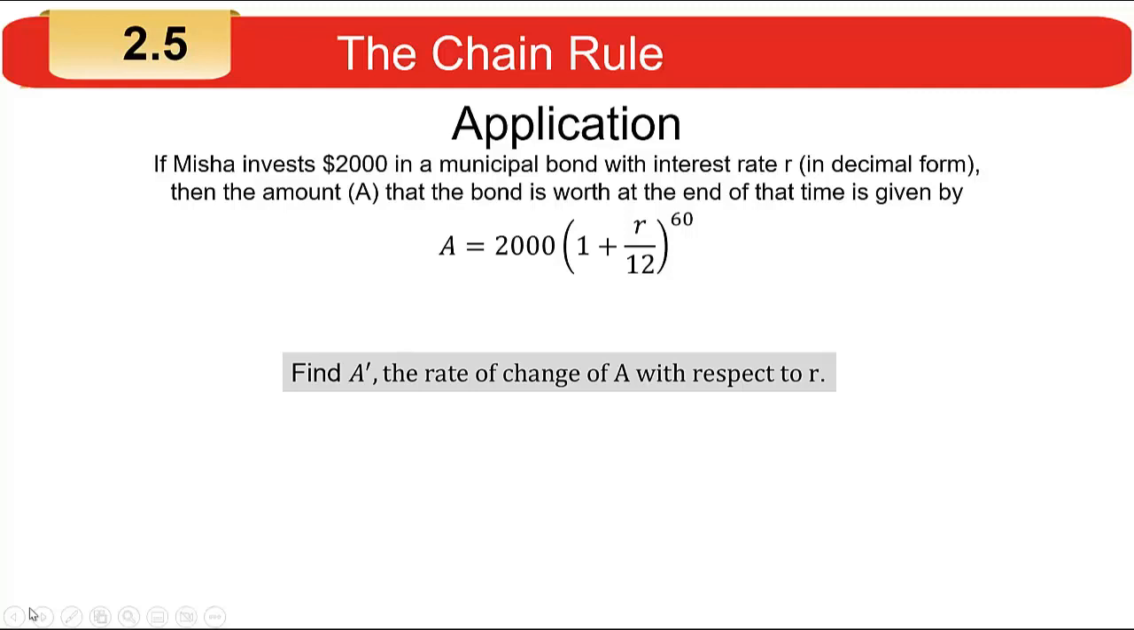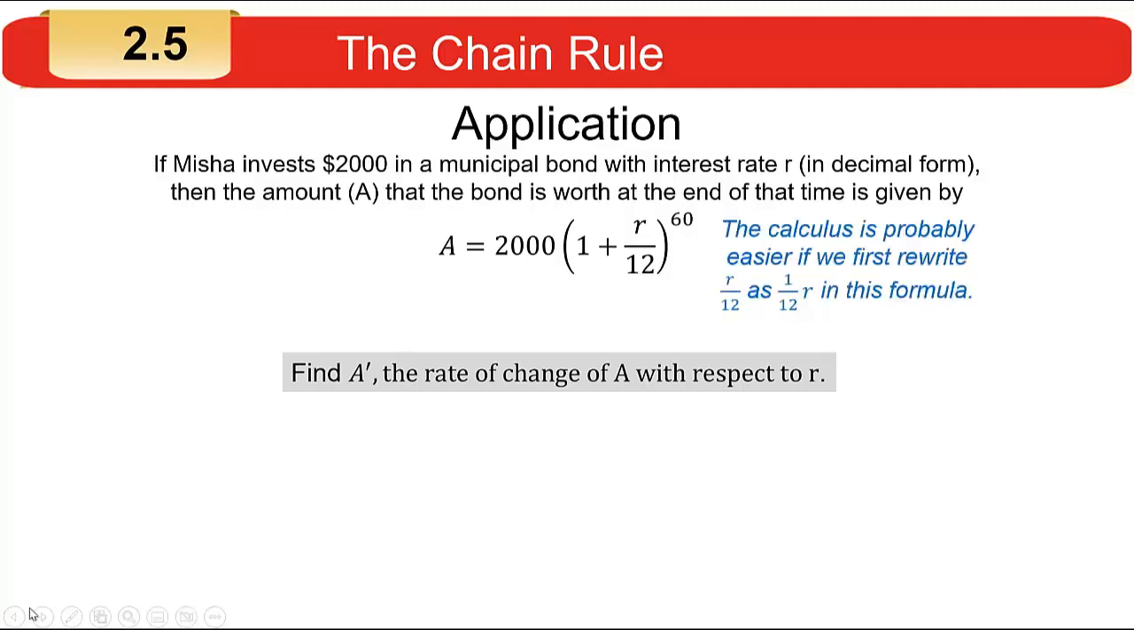Before I get started with the derivative, the first thing I'd say is that r over 12, I think you'd be much better off if you write r over 12 as 1/12 r. You're going to find throughout this course that sometimes if you just do a minor rewriting of something, your calculus becomes easier. So I would suggest doing that first.